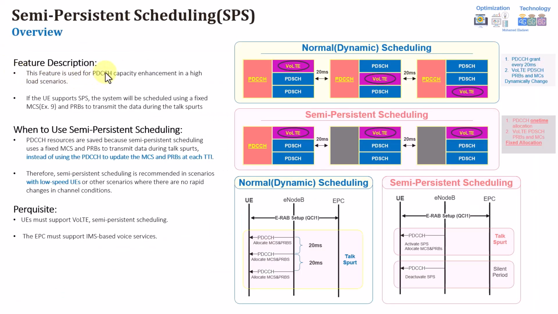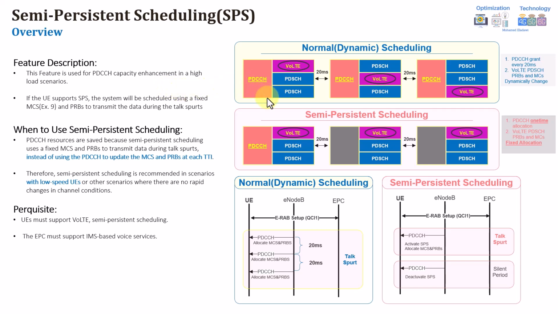So the first feature we're going to start with today is semi-persistent scheduling. I believe you might be aware of this feature. It's a very simple one, which is mainly used to reduce the PDCCH congestion, like to have a PDCCH capacity enhancement in general, and particularly to use in high load scenarios.